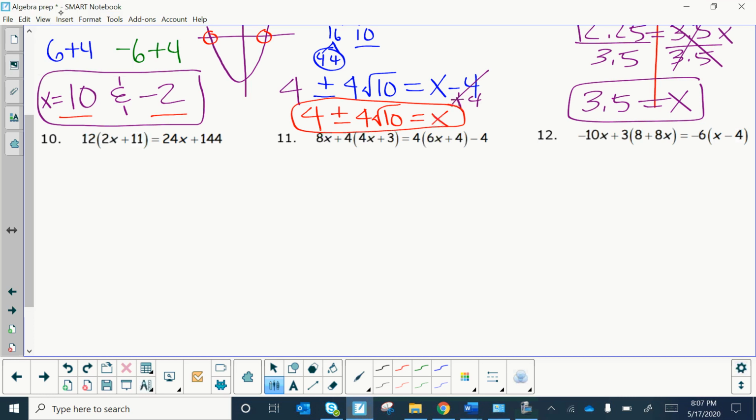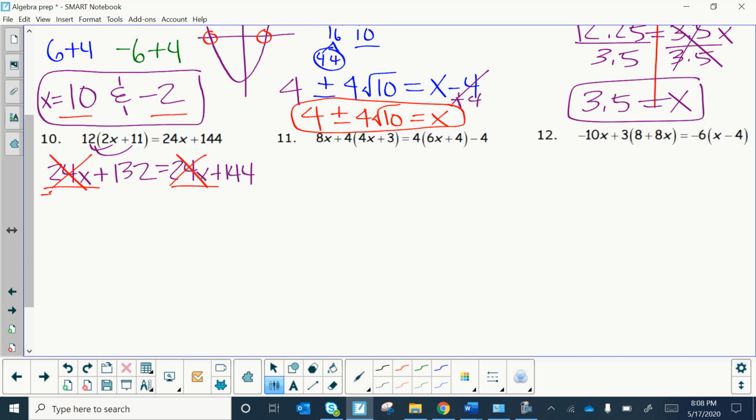Over here, we've got some parentheses, so we're going to do the distributive property. So 12 times 2x is 24x plus 132 equals 24x plus 144. One thing that you should recognize right there is you have 24x on this side and on this side. So what does that mean? That means that they are going to cancel out, okay?